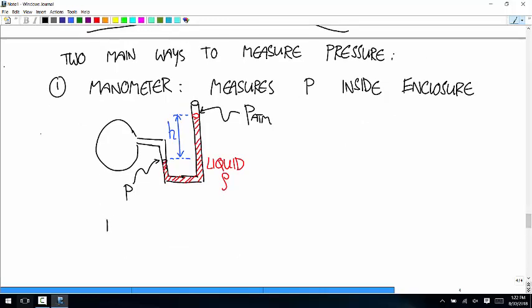Then P minus PATM is equal to the density of the liquid times 9.81 meters per second squared times h. So you're trying to find that P, and you know what the atmospheric pressure is. So P is equal to PATM plus rho g h.